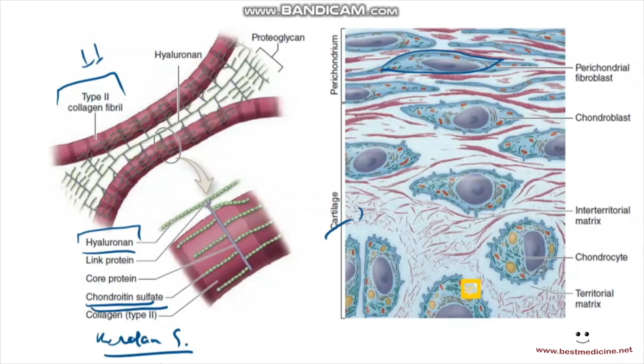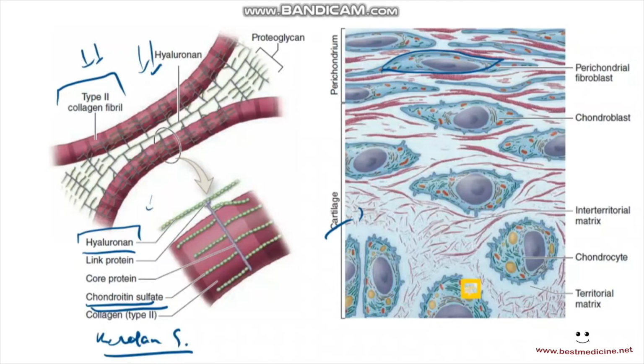Okay, you don't need to remember this precise structure just for the sake of it, but what you need to know is that hyaline cartilage contains type 2 collagen fibrils inside the ECM, and that type 2 collagen fibril is linked to hyaluronic acid, keratin sulfate, chondroitin sulfate, basically GAGs and proteoglycans, and they end up pulling lots and lots of water towards the cartilage as well.